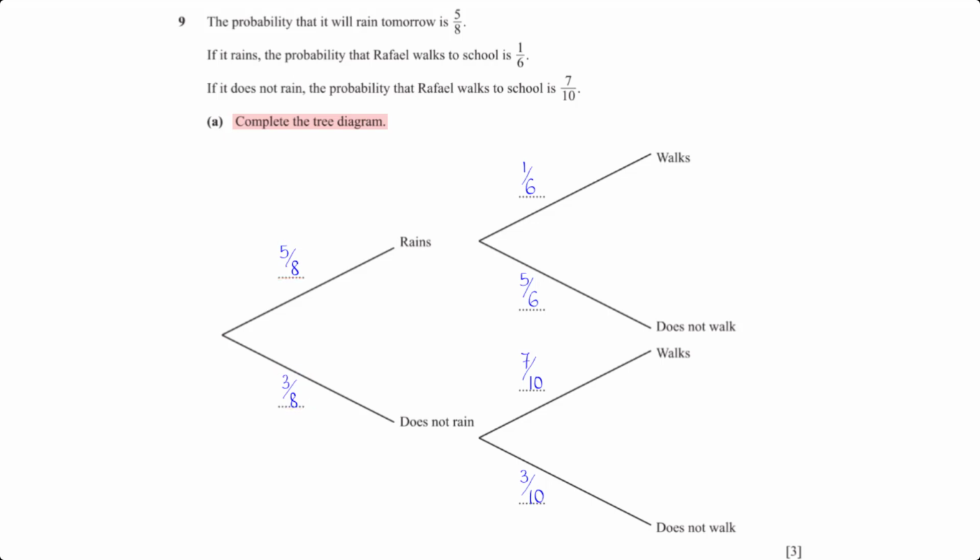If it rains, we've been given the probability that Raphael walks to school to be 1/6. So to get the probability that he does not walk to school, we subtract 1/6 from 1, which gives us 5/6. If it does not rain, we've been given the probability that Raphael walks to school to be 7/10. So to get the probability that he does not walk to school, we subtract 7/10 from 1, which gives us 3/10.